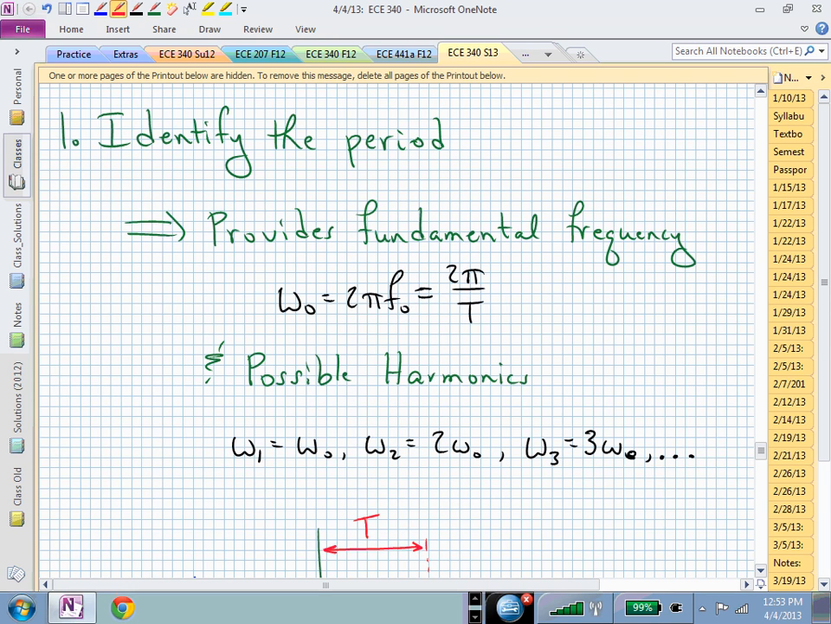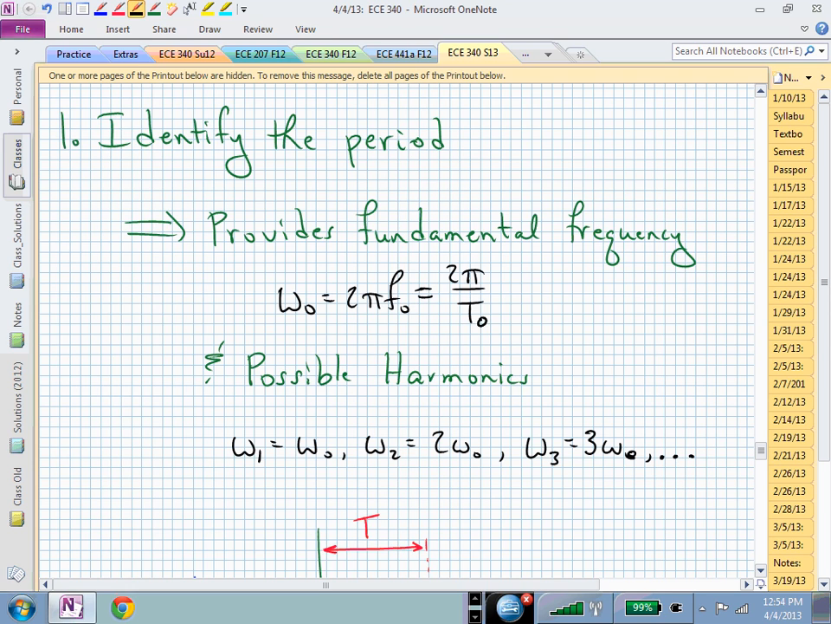Periodic means x of t is equal to x of t plus capital T. And I might call that capital T sub 0, to be the fundamental period. Since I use omega 0, let's call that T sub 0. I now know what the fundamental frequency is, either in hertz, f sub 0, or in radians per second, omega naught.